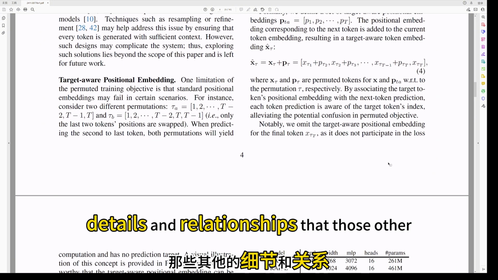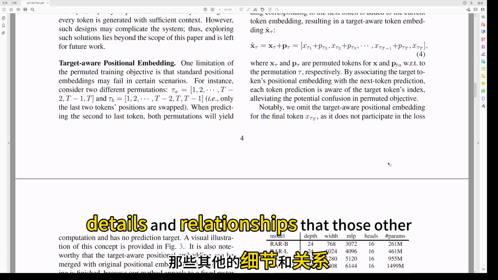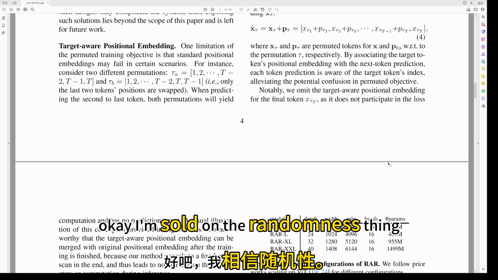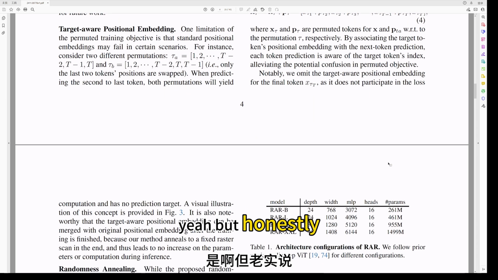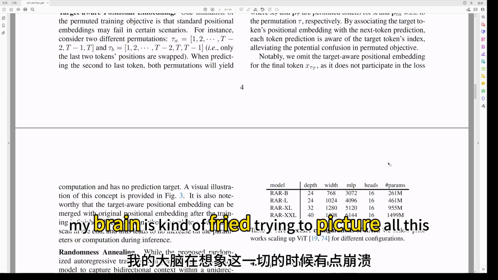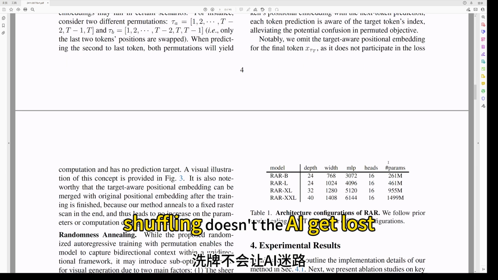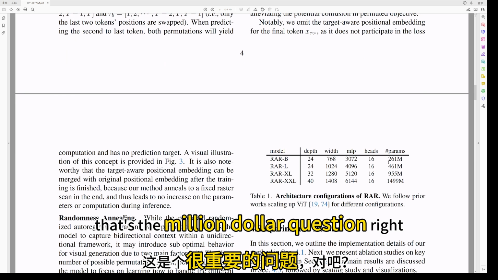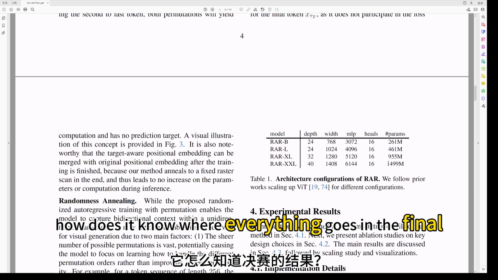RAR is picking up on details and relationships that those other models miss completely. Okay, I'm sold on the randomness thing. Yeah. But honestly, my brain is kind of fried trying to picture all this shuffling. Doesn't the AI get lost? That's the million-dollar question, right? How does it know where everything goes in the final picture?